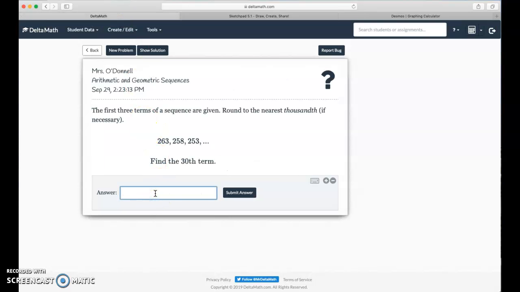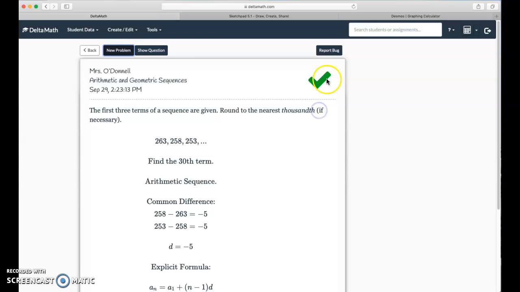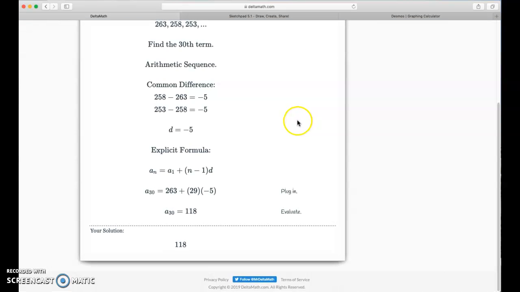And we come back here and we type it in, 118, click submit. Yes, I'm sure. And we got our green check mark. We didn't even have to do any rounding. Okay, so that was nice. Delta Math walks us through finding the common difference, coming up with the formula, and finding the 30th term by evaluating, meaning you're plugging 30 in for n.